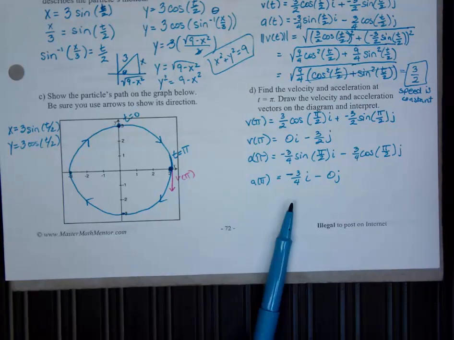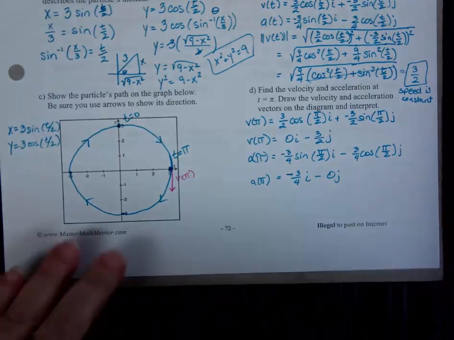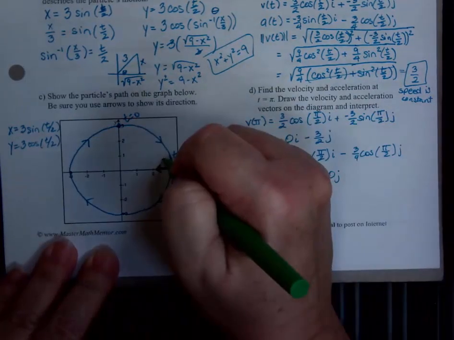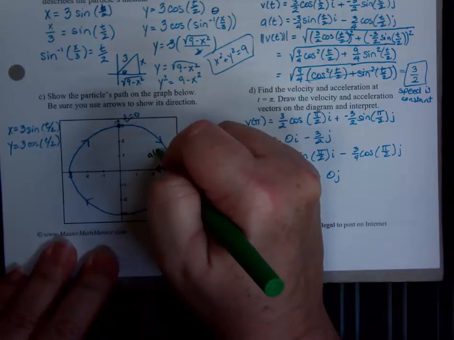Okay, if you can do the math, you're halfway there. How is this vector going to look? It's going to go left from that same dot. And it's going to go left how far? 0.75. It's going to go 0.75 of a unit. So I'm going to use my green pen, and from the dot I'm going to go 3/4 of a unit to the left, and this is a of pi. There's my acceleration vector at pi.